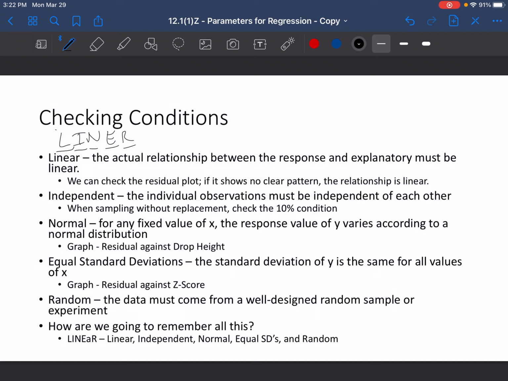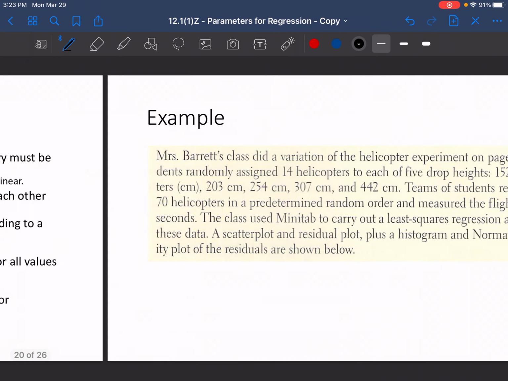So how are we going to remember this? And that's essentially just linear. You can call it linear by including an "a" right there, or you can just call it LINER, one or the other. But I think that's the main point that AP really wants to drive home if they do ask any question along the lines of a regression line: when you're thinking about conditions, you think about linear, independent, normal, equal standard deviations, and random.